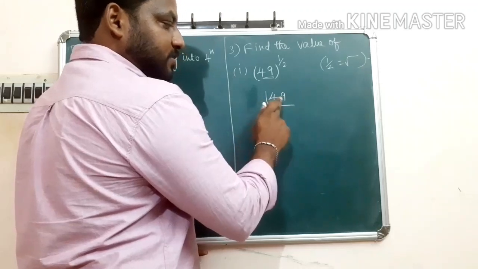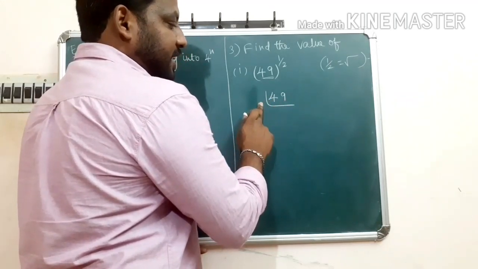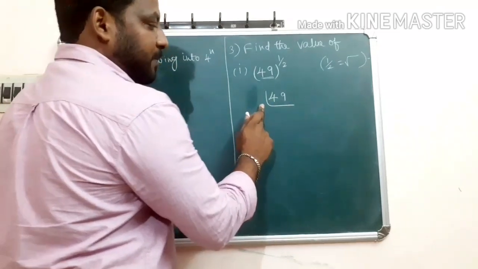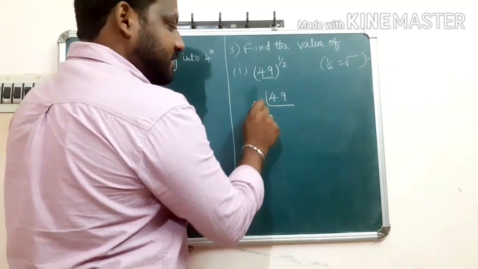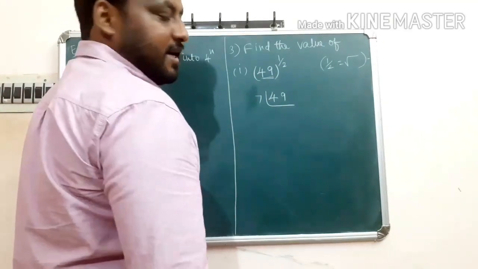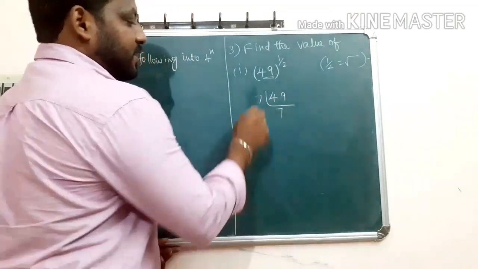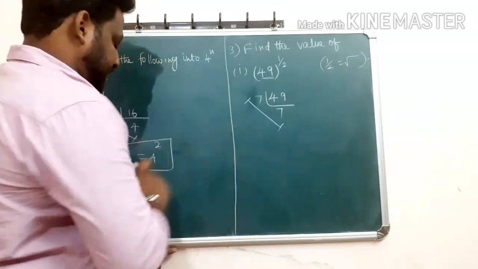Here, is 49 divisible by 2? No. The next one is 3. Is it possible? No. The next prime number is 5. Is 49 divisible by 5? No. And the next prime number is 7. So 7 alone divides the number 49. So 7 7s are 49. So 49 is equal to 7 square, like this.